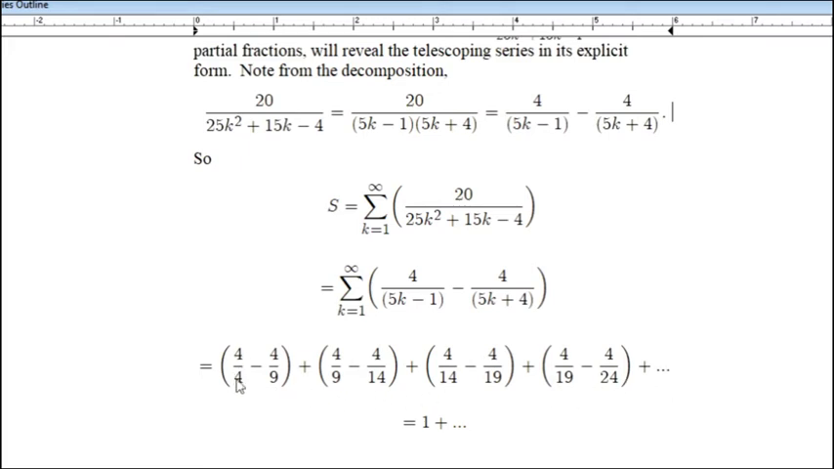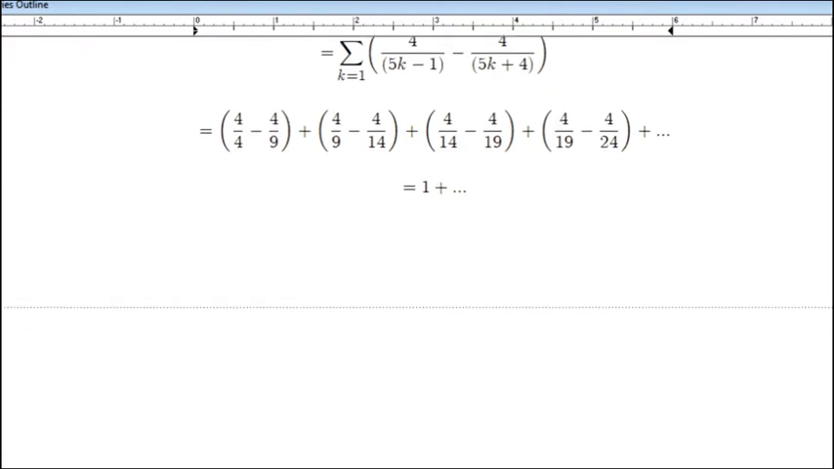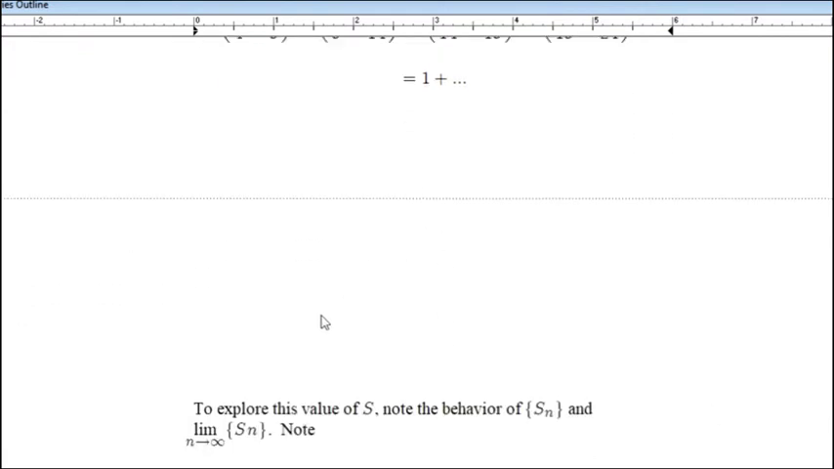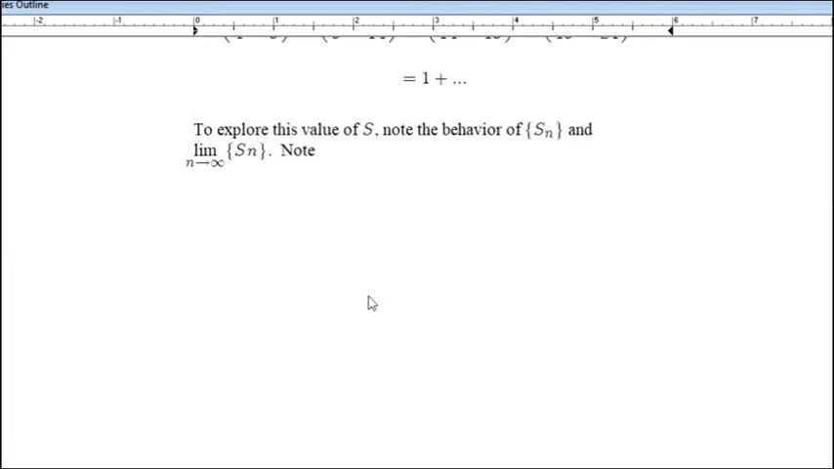Certainly we can see here after the value 4 over 4, every term along the way is going to cancel. So what does that mean for the value of S? And you might have a rather intuitive feeling for what that might actually mean. Let's see it happen through a limit exploration. To explore what happens, what we are going to look at for this value of S is the behavior of the sequence of partial sums for this series, and more specifically the limit as n heads to infinity in the sequence of partial sums.